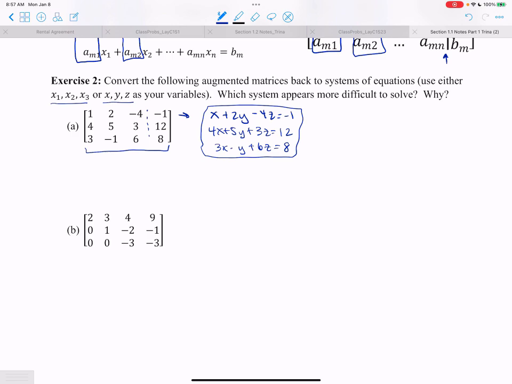This next one, try to do on your own. I'll just put the answer down. So which system is more difficult to solve? If you look at the second one, I can just take that last equation and say z equals 1. Then I can plug z equals 1 into the previous one. I get y minus 2 equals -1, so I get y equals 1, and so on. So this is called back substitution. In this first system of equations up here, I don't have that flexibility. So the second one is much easier to solve.